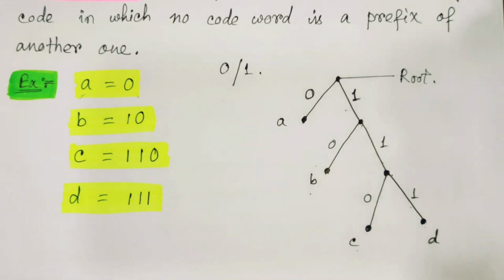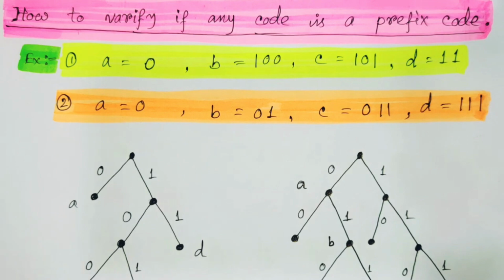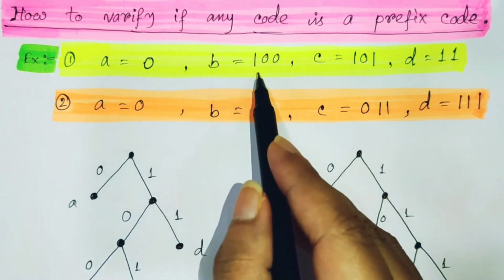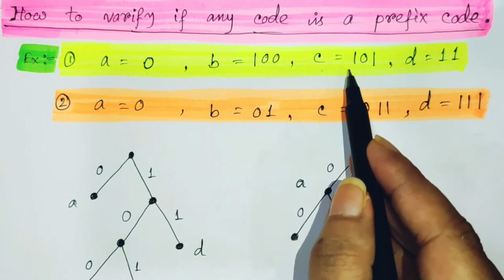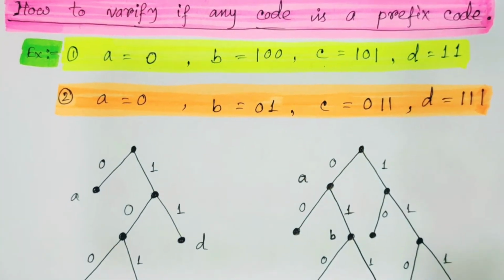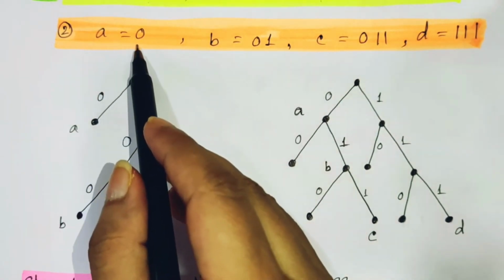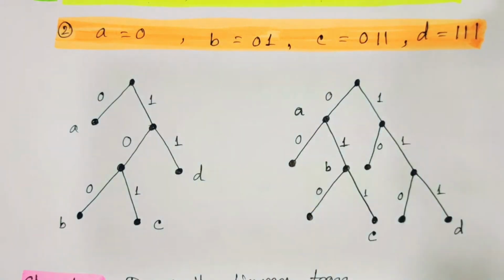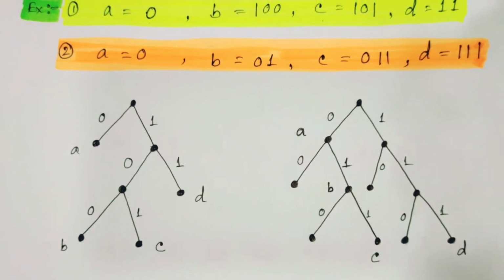So for that, with an example again, we are going to understand whether the given codes are actually prefix codes or not. To verify that, I am taking 2 examples. One set of variables is A with prefix code 0, B with prefix code 100, C with prefix code 101, and D with prefix code 11. Another one is A with prefix code 0, B with prefix code 01, C with prefix code 011, and D with prefix code 111. Depending upon these two, we should create our binary trees. At first we create them, and after that we analyze what happened to these.